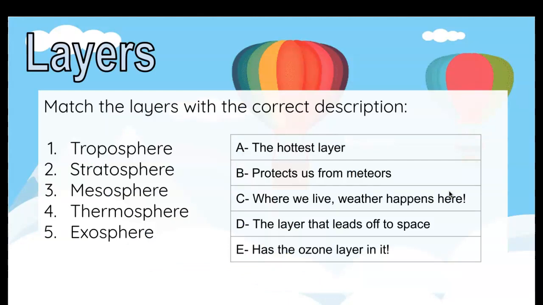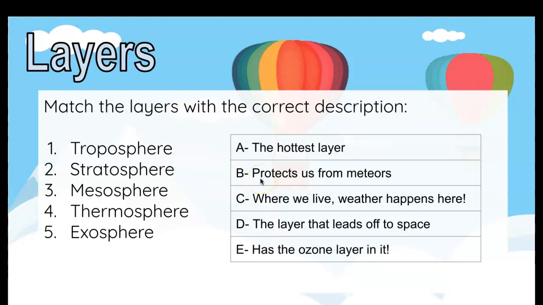So this first part is a review on layers. It says match the layers with the correct description. It gives you your 5 layers: troposphere, stratosphere, mesosphere, thermosphere, and exosphere. You have to match it with the correct description. So, answer choice A, the hottest layer. We know that the prefix therm or thermo means heat, just like a thermometer. So the thermosphere pairs up with A, the hottest layer.